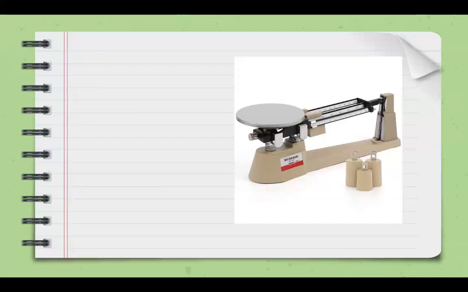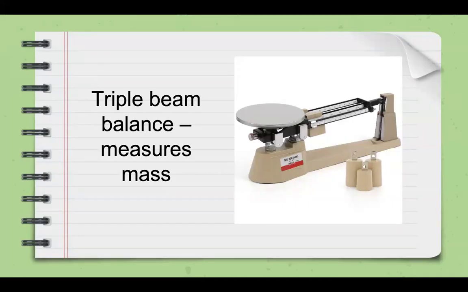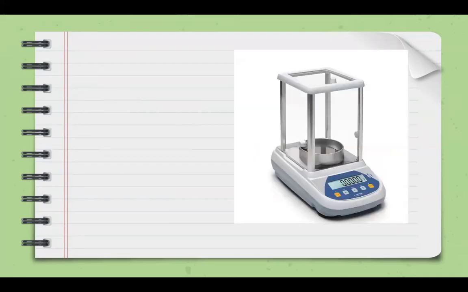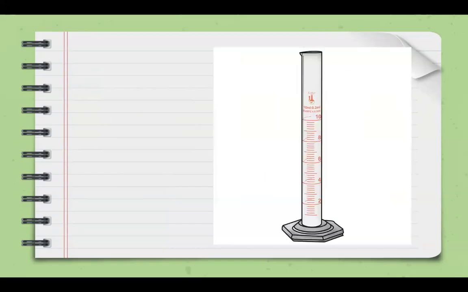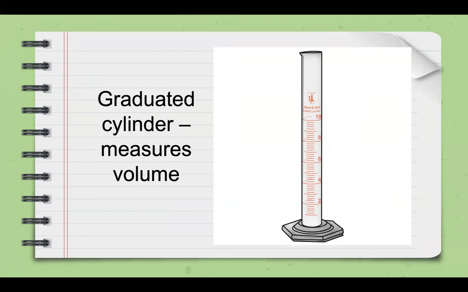Have you seen this one before? So this one is called a triple beam balance, which measures mass. How about this one? So this one also measures mass, but we call this the analytical balance. It is enclosed with glass in between. And we have this very famous one, and we will be using this all throughout the semester in our laboratories. We call this a graduated cylinder, which measures the volume of substances, may it be liquid or solid.